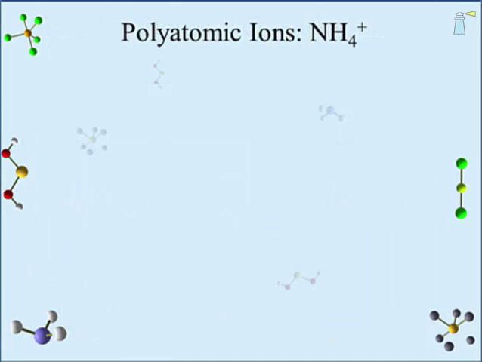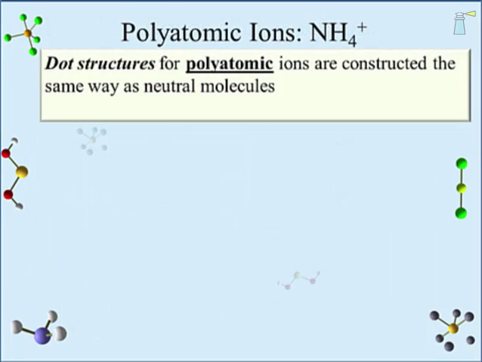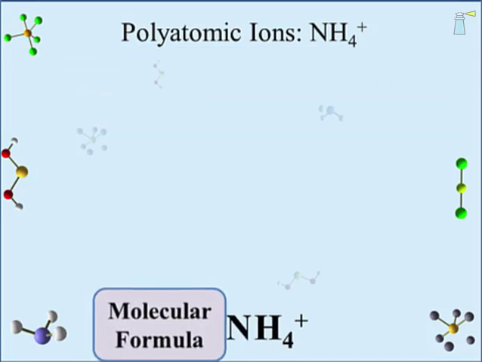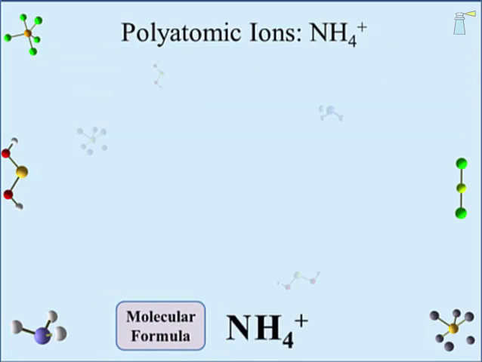On to the dot structure of polyatomic ions. Dot structures for polyatomic ions are constructed the same way as neutral molecules, except one or more electrons are added or subtracted based on the charge. We will look at both a positive and a negative polyatomic ion. Starting with the positively charged ammonium ion, NH4+.